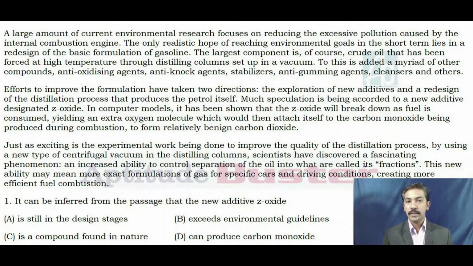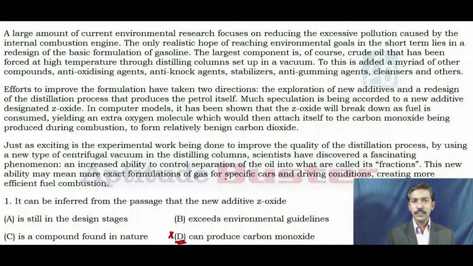Let's begin reading the second passage. First question, it can be inferred from the passage that new additive Z oxide, option A, is still in the design stages, option B exceeds environmental guidelines, option C is a compound found in nature, and option D can produce carbon monoxide. You have to understand the meaning of the question here. If not, there is a chance that you would rush to pick an answer choice as D. In fact, choice D, the most popular wrong choice, I would say.